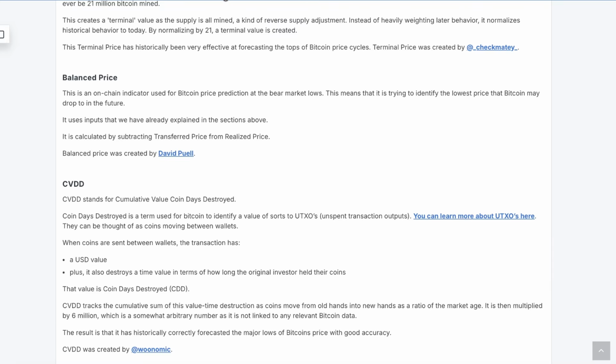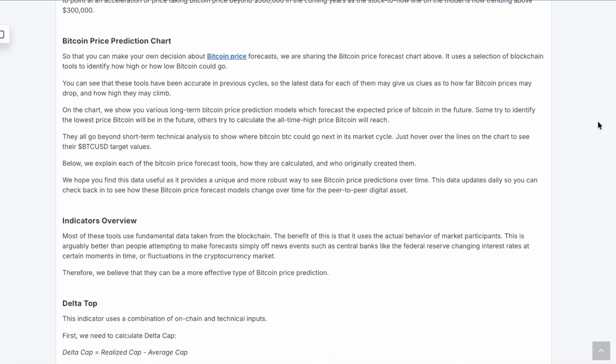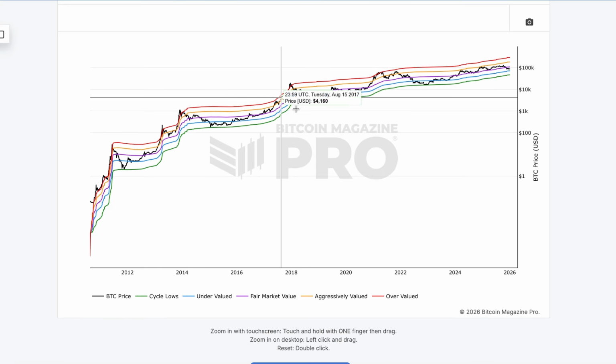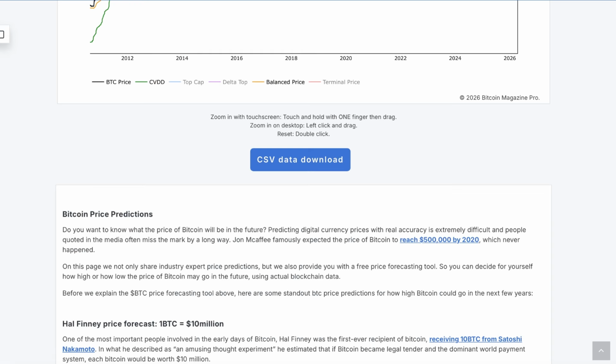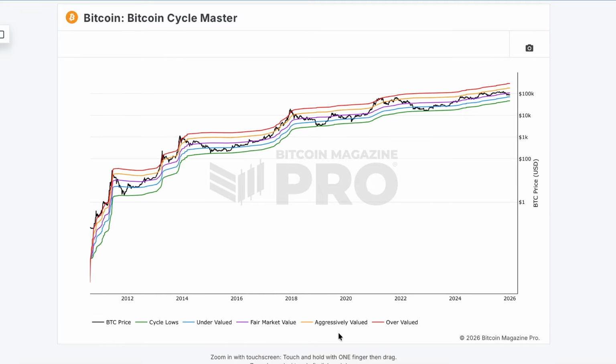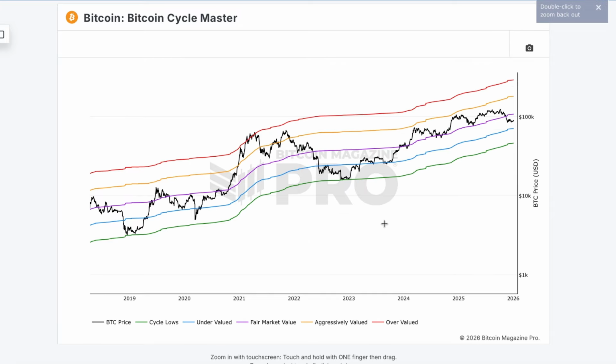But what we can do is take this a step further. The Cycle Master aggregates all of the data points from the price forecast tools to, again, give us some good insight onto where Bitcoin may be in the cycle and try and gain a valuation point of the Bitcoin price action. So once we aggregate all of these on-chain data price tools, we get the Cycle Master. And if I just zoom in, we can see we have overvalued, which is the upper red, aggressively, fair, under, and cycle low values. And we can see Bitcoin respects these levels incredibly accurately.